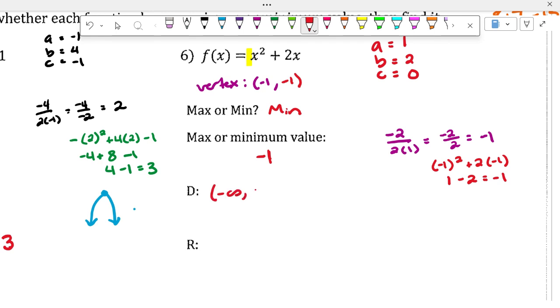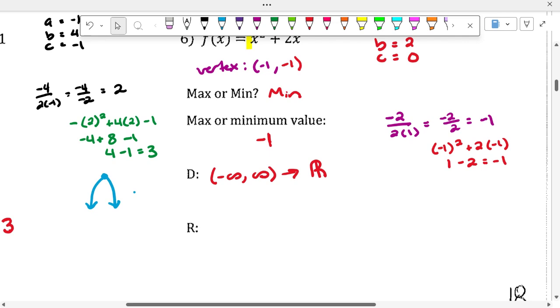Negative infinity to positive infinity. That's always the domain of a quadratic, otherwise known as all real numbers. Now, the range is where you got to do a little thinking. So again, y value of the vertex is going to be in your range.